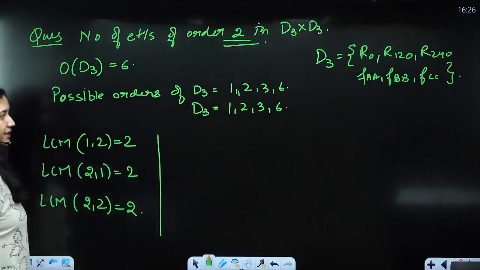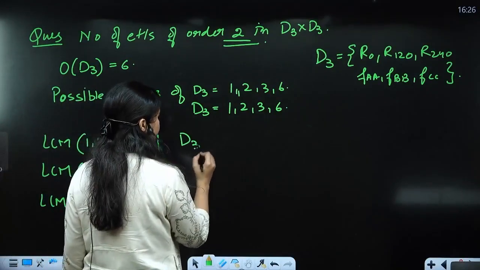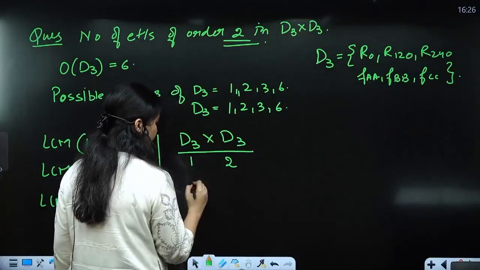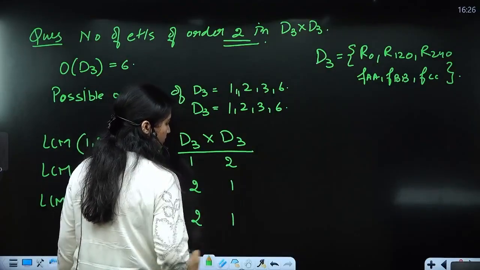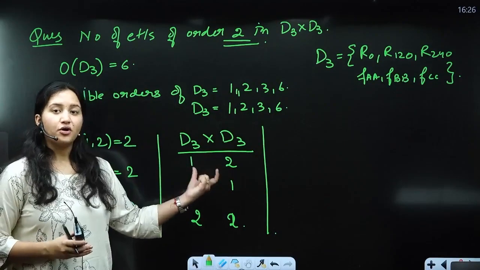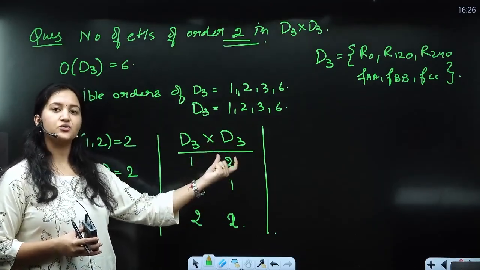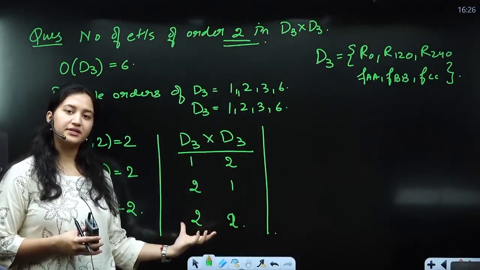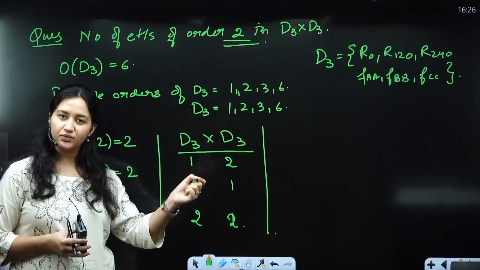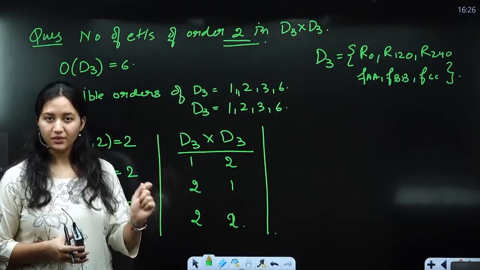Now I have to calculate how many such elements are going to be there. So in D3 cross D3, what are the possibilities? 1 comma 2, 2 comma 1 and 2 comma 2. Now the number of elements of order 2 in a dihedral group, for that, what was the formula? If n is odd, then the number of elements is equal to n only, and if n is even, then the number of elements of order 2 is going to be n plus 1, right?